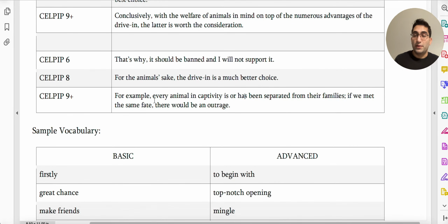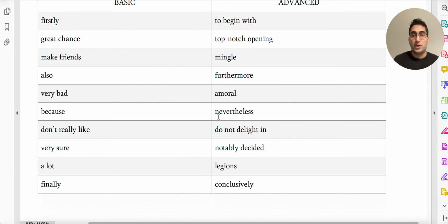Now, Sample 9 is very different. For example, this was an example given, and here is one point of the sentence. Every animal in captivity, fancy word, is or has been separated from their families. And then if we meet the same fate, there would be an outrage. So this is a complex sentence because it starts with "if." It is part of a sentence after the semicolon, and it is connected with a connector. This is what I would call a super complex sentence, and that is all good stuff. This is going to be 9 plus, which means 10, 11, 12, but this is a 12 level sentence right here, okay? You can again pause the video, check this out.